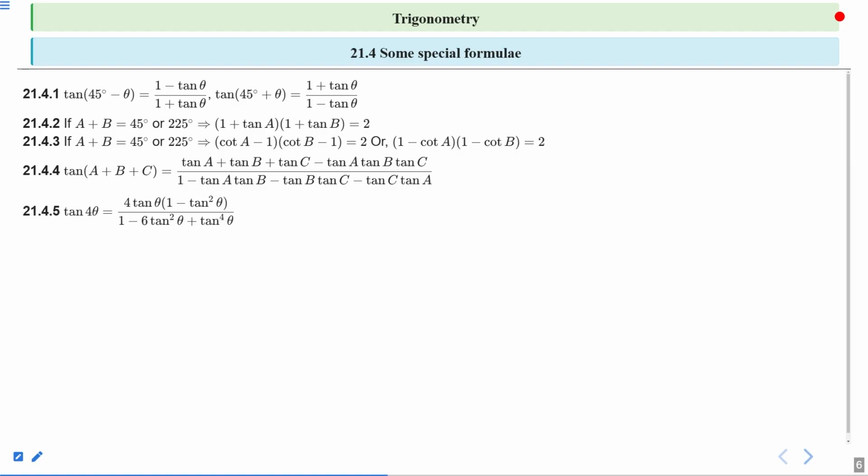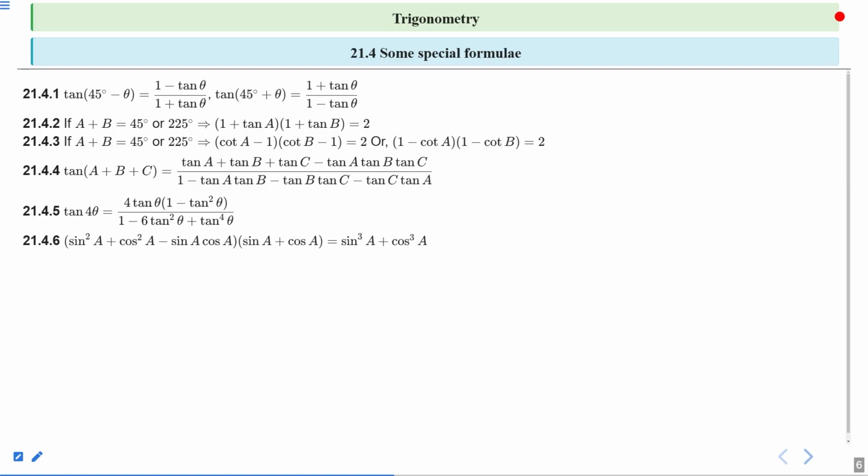Tan (45 minus theta) becomes (1 minus tan theta) upon (1 plus tan theta), or we can say that tan (45 plus theta) equals (1 plus tan theta) upon (1 minus tan theta). Next one is, if A plus B equals 45 or 225, then we can say that 1 plus tan A. So tan 4 theta becomes 4 tan theta into (1 minus tan square theta) upon (1 minus 6 tan square theta plus tan to the power 4 theta).